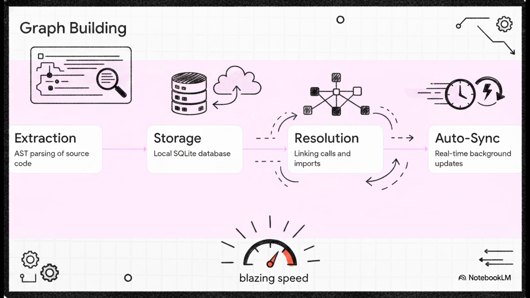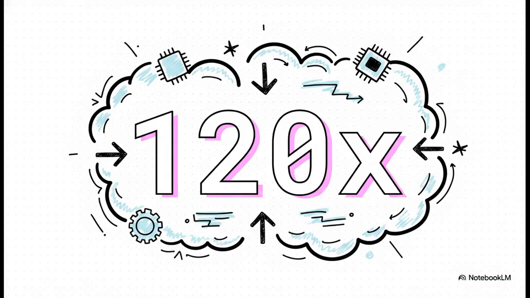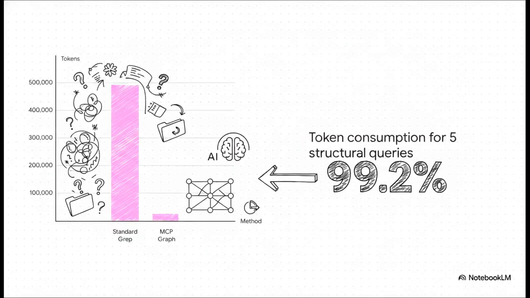For your average repository, it happens in milliseconds. Because the AI now has this map, the efficiency gains are absolutely explosive. Let's look at part 3, slashing AI token usage. 120 times. That is the jaw-dropping reduction in tokens used for structural queries reported by the Codebase Memory MCP tool during their benchmark testing. Just look at these numbers.